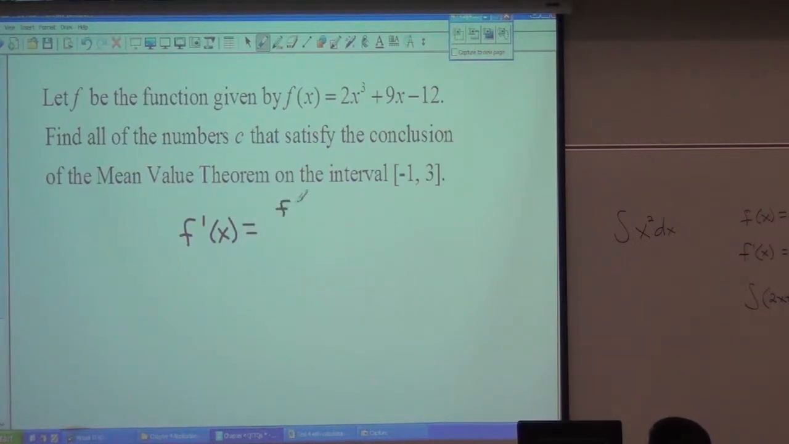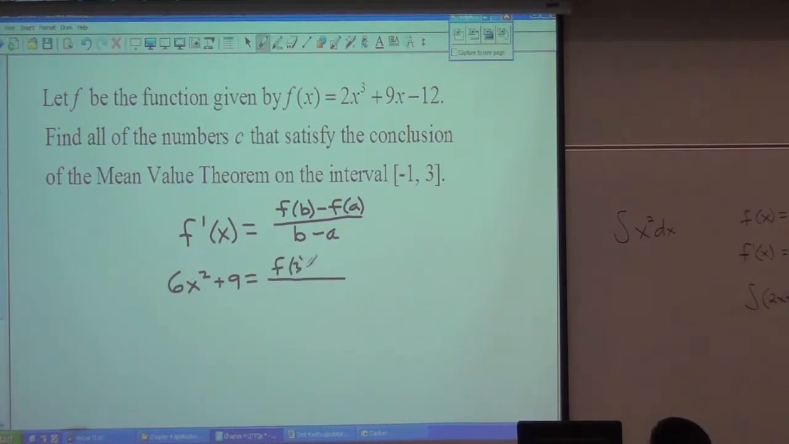The average rate of change would be f of b minus f of a over b minus a. It's just the slope of the line: the second y minus the first y over the second x minus the first x. So the first derivative here would be 6x squared plus 9. And then that would equal f of 3 minus f of -1 over 3 minus negative 1.